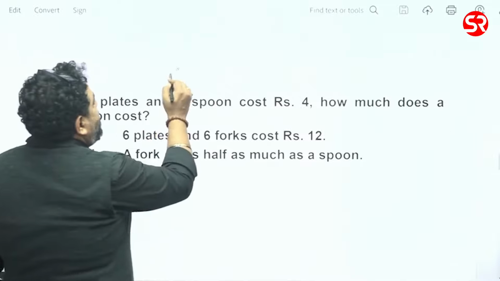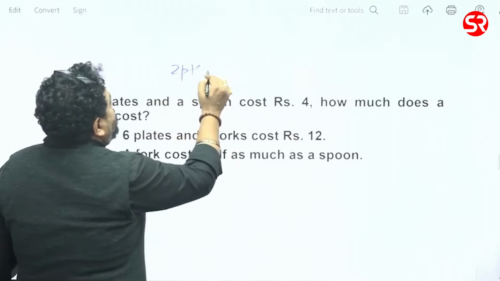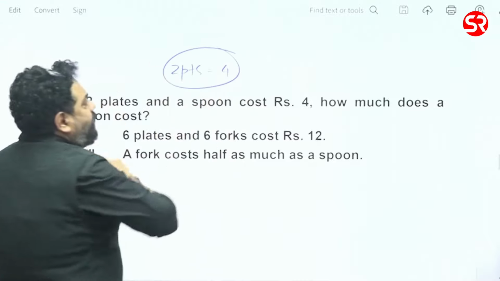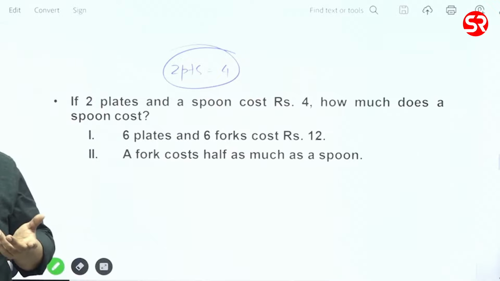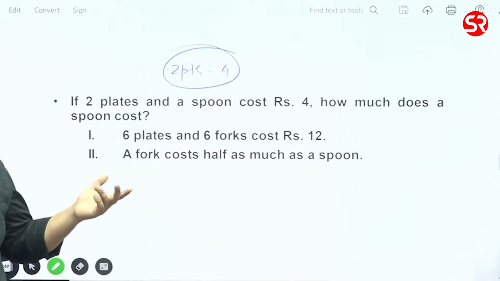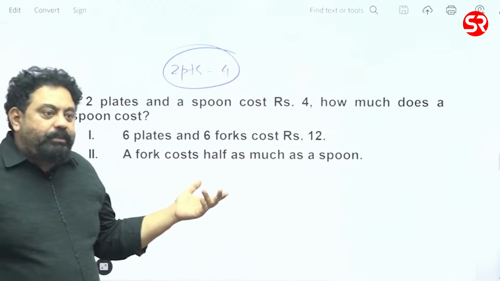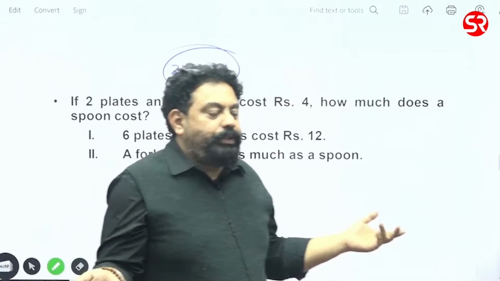See the question, he says two plates and a spoon, two plates plus a spoon is costing you rupees 4. Why are you not writing alongside? I don't see you, you are looking at the question. Harsh, looking at the question never solves a problem. How would you do that?